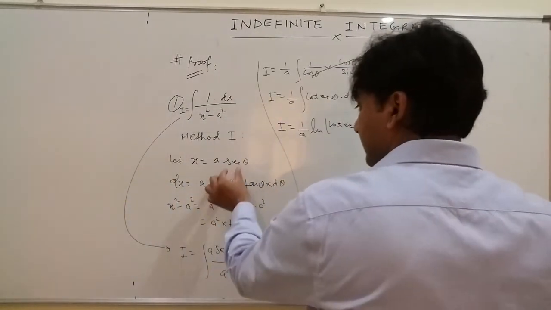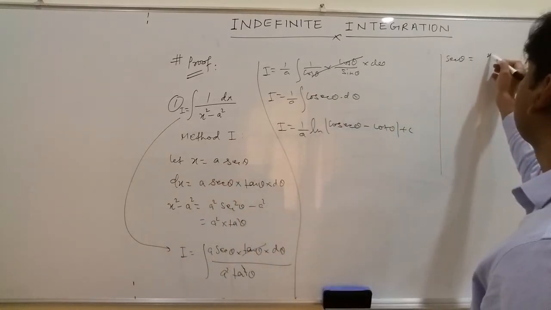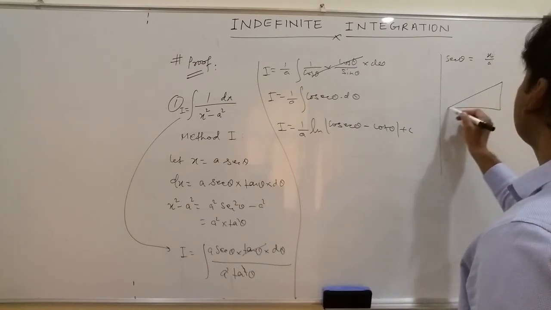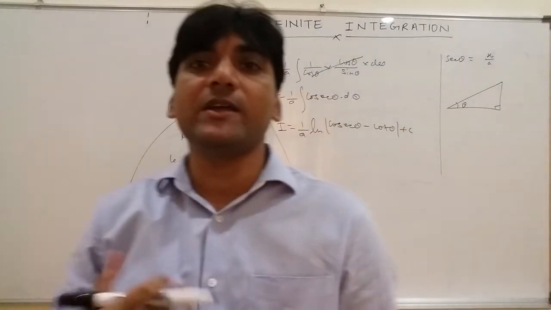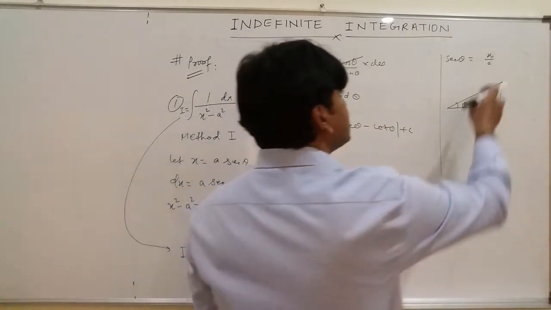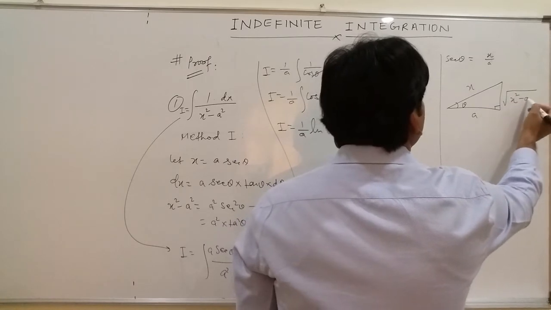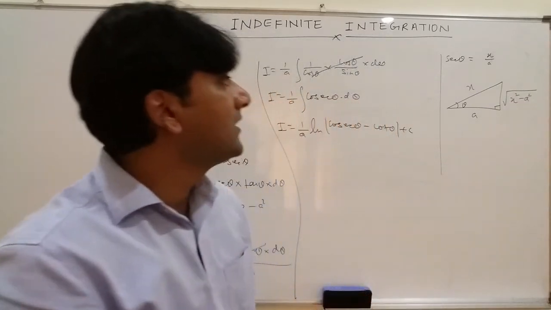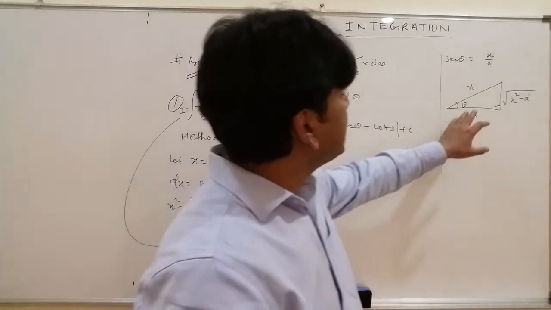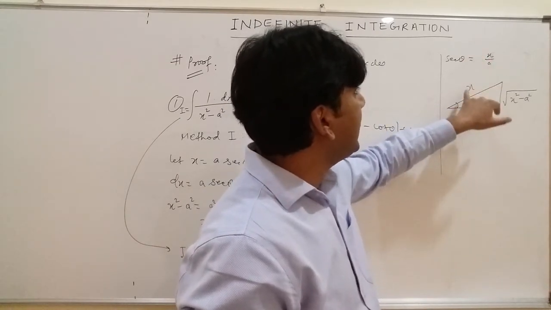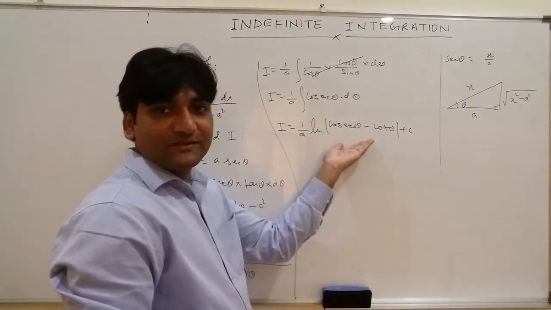That is again to understand. Sec theta is x over a. Okay, sec theta is x over a. It means sec means how much? Hypotenuse over base. So this is hypotenuse and this is base. So what is perpendicular? Root x square minus a square, right? So sec theta is hypotenuse over base, hypotenuse x, base a, and perpendicular is root x square minus a square. Okay, come to this point.